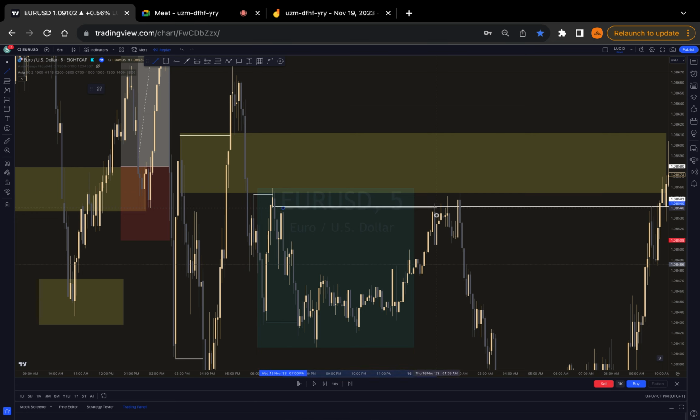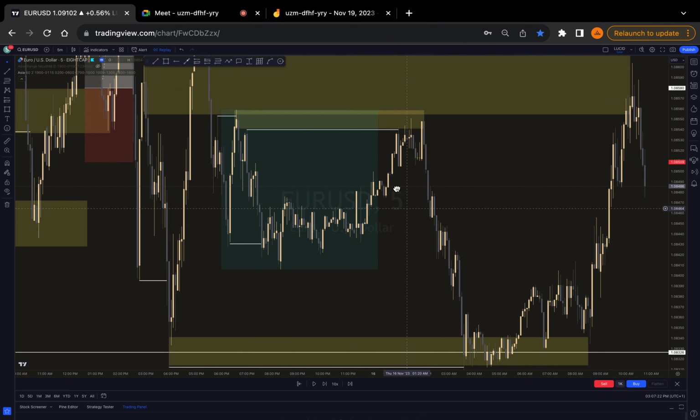A structural liquidity, which was like an inducement for the POI, right? An inducement for this POI. And then price did what? Dropped. Can you see how price moved?